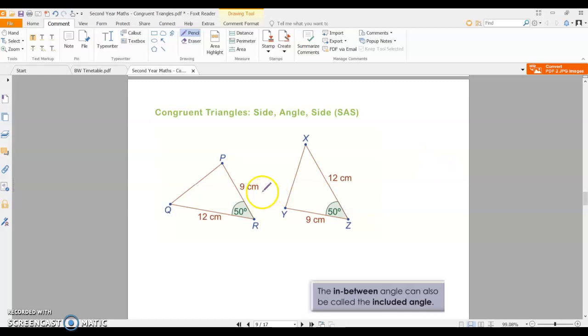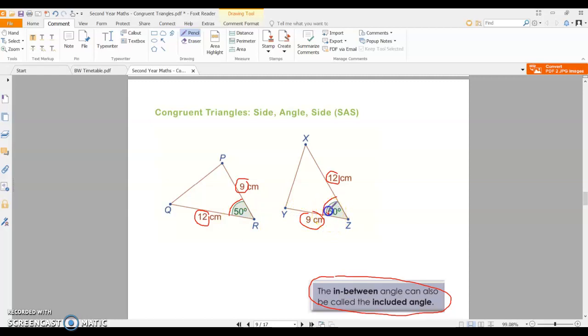These two here, I've got 9 and 9, 12 and 12, so two sides are the same. And then this is 50 and this is 50, so I've got an angle the same. It would seem like I've got the information to say they're congruent because of side, angle, side. The thing I need to watch out for is that it's the included angle that is equal. The 50 degrees needs to be in between the 9 and the 12. So 9 and 12 with 50 degrees between them, 9 and 12 with 50 degrees between them. So yes, by side, angle, side, these are congruent.